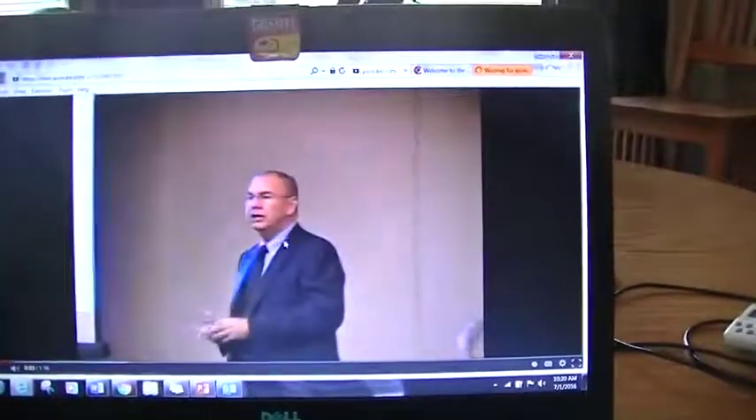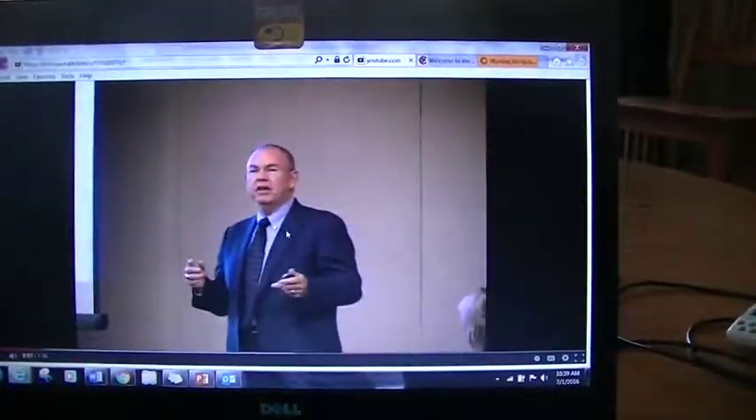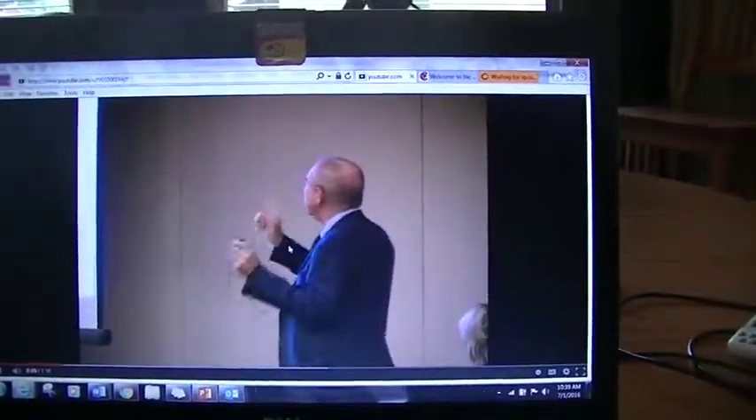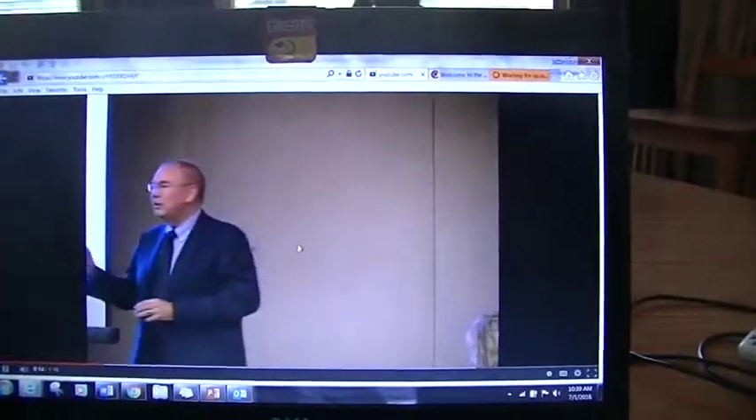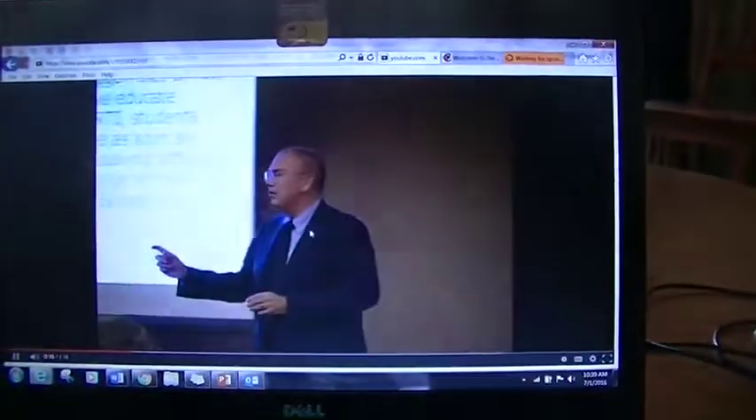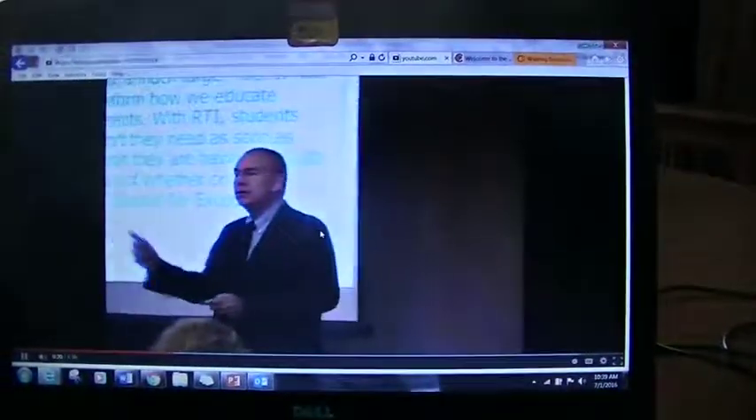At first glance, RTI is a method to identify learning disabilities. Oh, there's a new method. We're not going to do the discrepancy anymore. We're going to do this RTI thing, and that's how we have to get them in special ed. No. But it could play a much larger role. We look at the child, we look at the need, and we apply an intervention based on that need. We're not going to wait for them to get that label to give them more time and support.